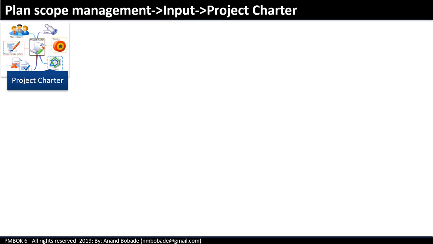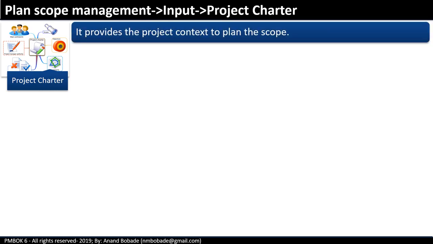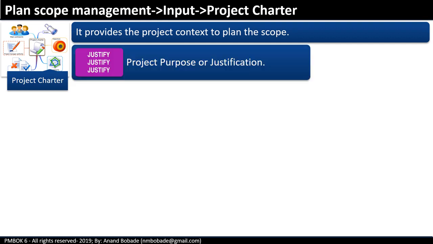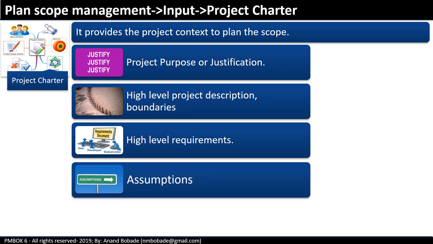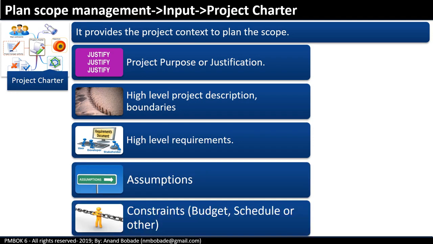Project charter. It provides the project context to plan the scope. The parts of the project charter that are relevant to scope management are project purpose or justification, high-level project description, boundaries, high-level requirements, assumptions, and constraints in terms of budget, schedule, or any other related constraints.